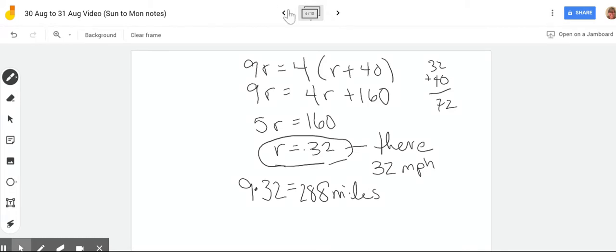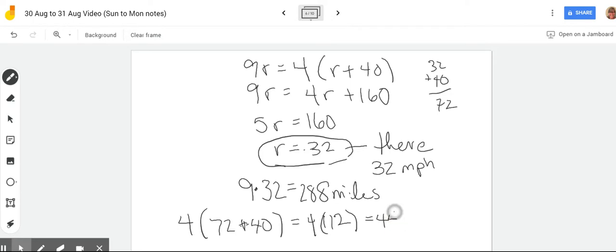So you'd be plugging 72 into this equation here. And let's see if we get the same thing. 72 plus 40. Plus 40. 4 times, you don't have to do this. I'm just doing this to prove that it worked. Is that right? 102. I mean, 112. Okay, yeah, okay, good. Which is 448.